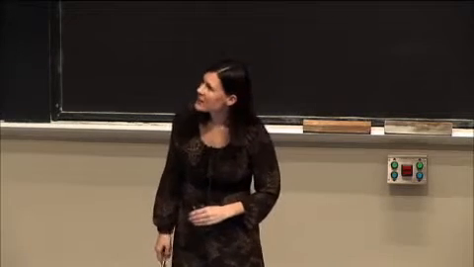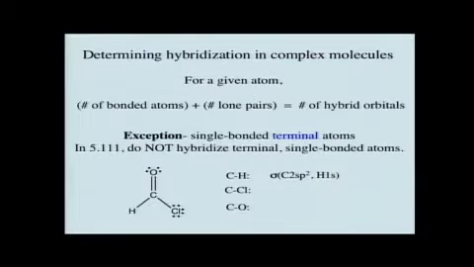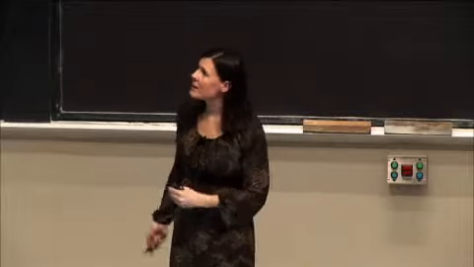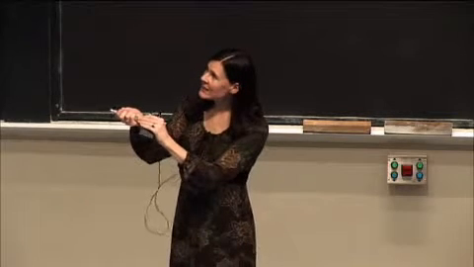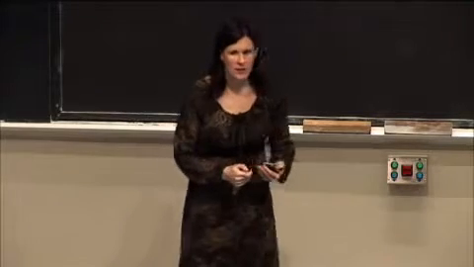So if we're talking about the CH bond, it's a sigma bond because it's a single bond, and it's carbon 2sp2 bonded to a hydrogen 1s orbital. All right, so let's take a look at the carbon-chlorine bond here. Again, carbon is still 2sp2. It's the same carbon atom, and it's going to be a sigma bond because it's a single bond. But what about the chlorine? What atomic orbital is going to be bonding in the chlorine?